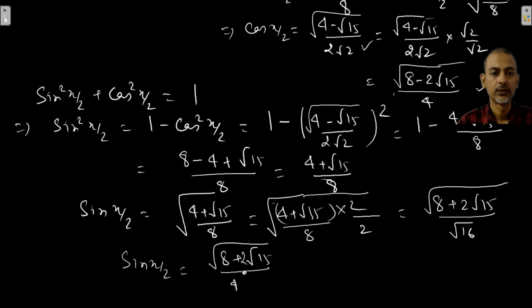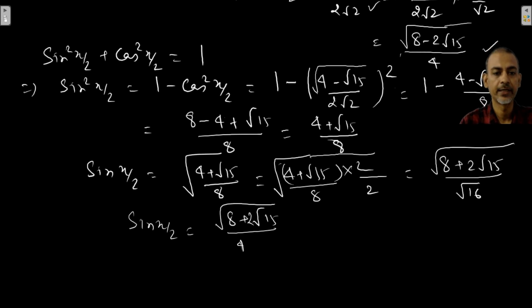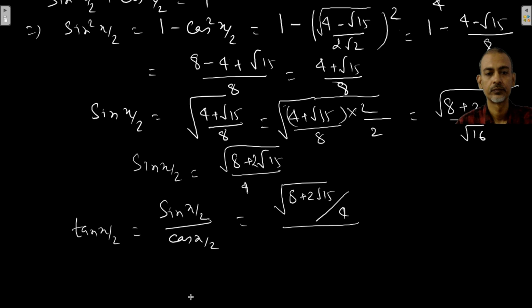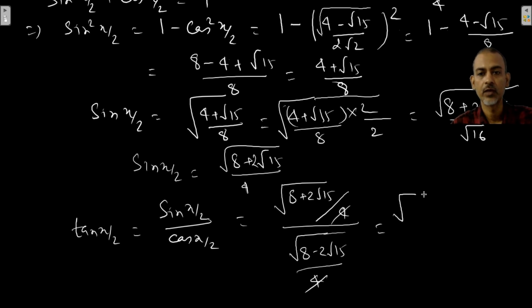Now you've got sin x by 2 and cos x by 2, so can you write tan x by 2? Yes, tan x by 2 is going to be sin x by 2 divided by cos x by 2, right? You can write like this as well, the square root of 8 plus 2 root 15 by 4 divided by the square root of 8 minus 2 root 15 by 4. This 4 will cancel out, so you will be left with square root of 8 plus 2 root 15 divided by square root of 8 minus 2 root 15.